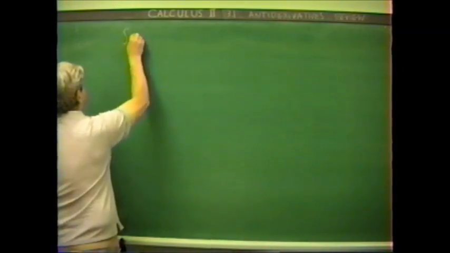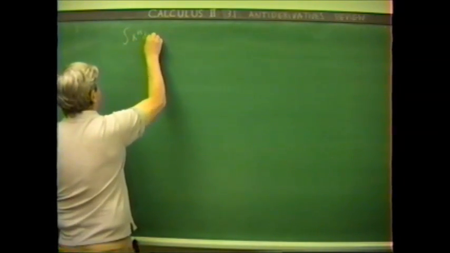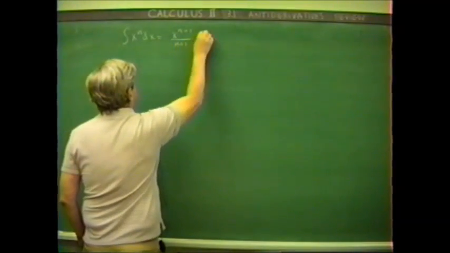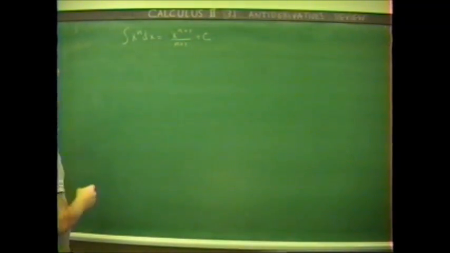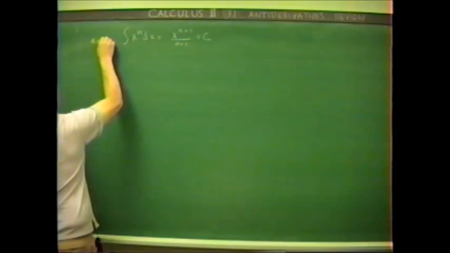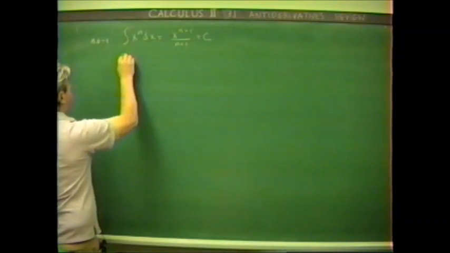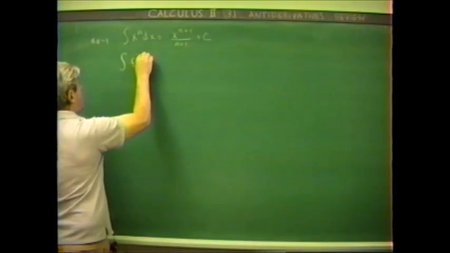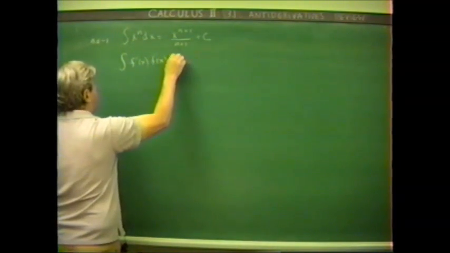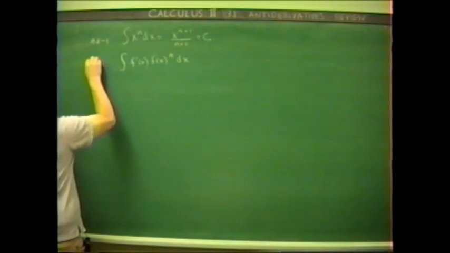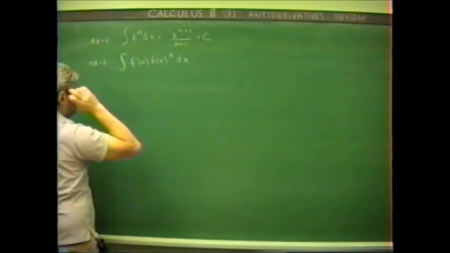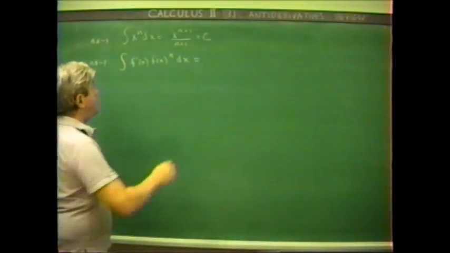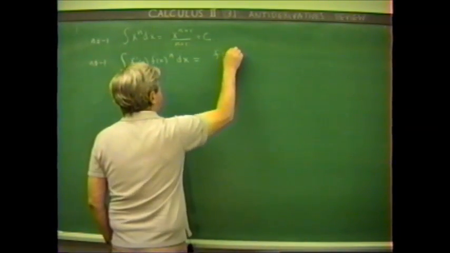The antiderivative of x to the n with respect to x is x to the n plus 1 over n plus 1 plus any constant. Right? This is for n not equal to minus 1. And this generalizes, for that matter, to if we've got f prime of x to the nth power with respect to x, where n is not equal to minus 1, then the antiderivative of this, well, a good guess would be f of x to the n plus 1.